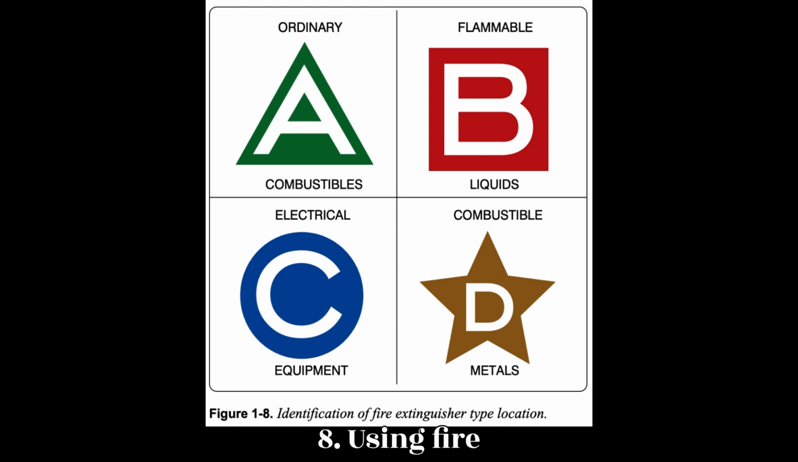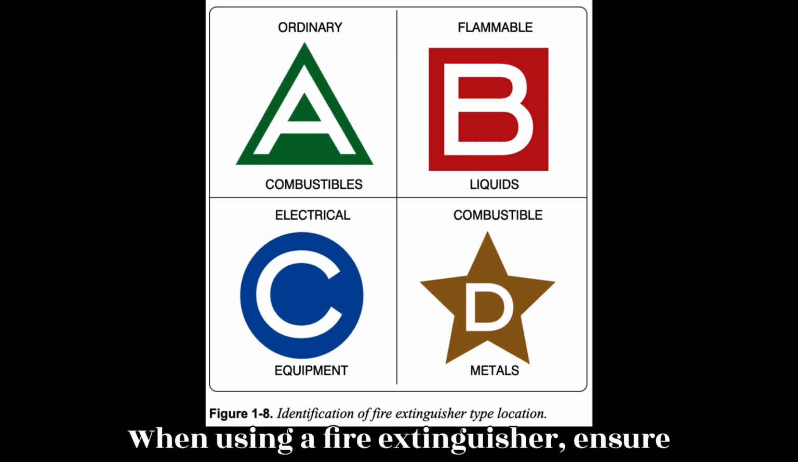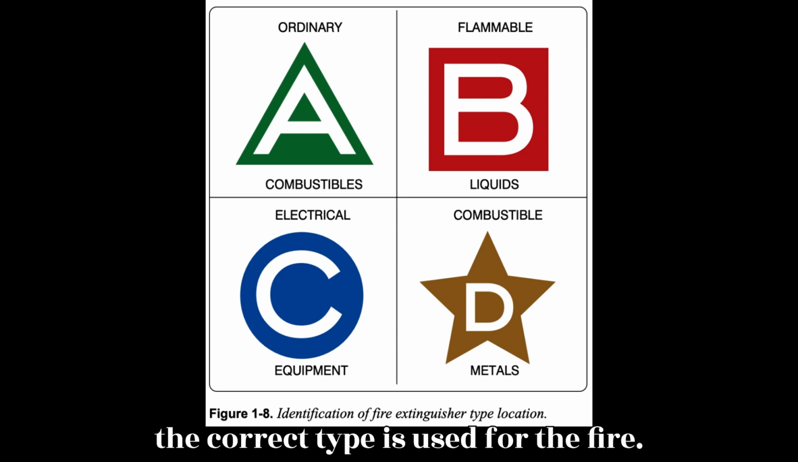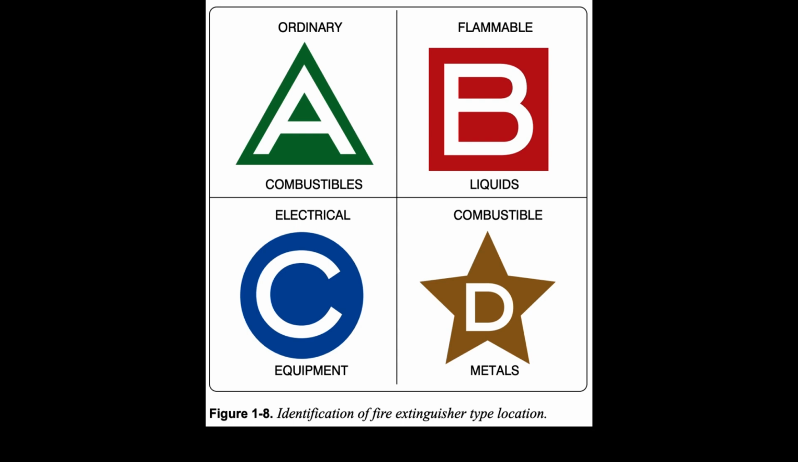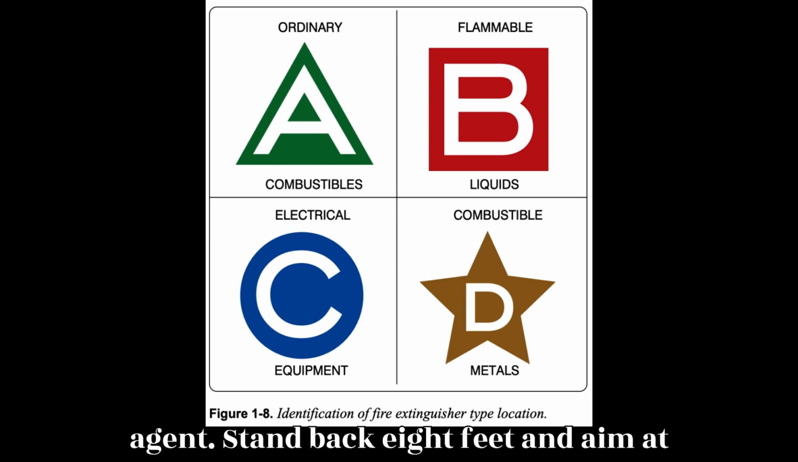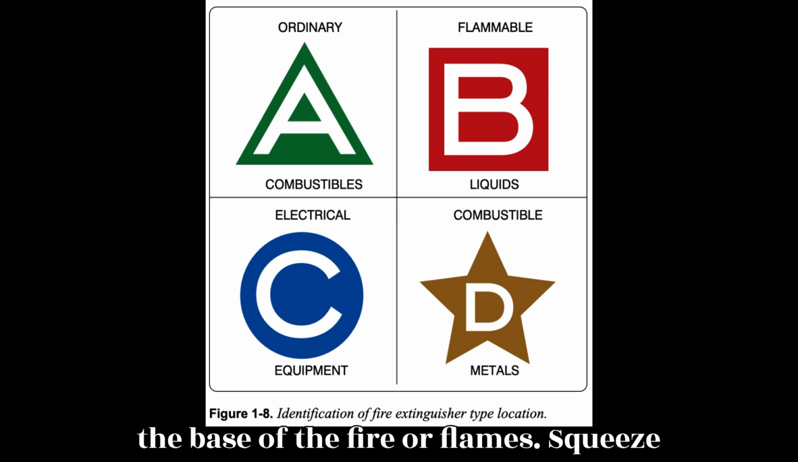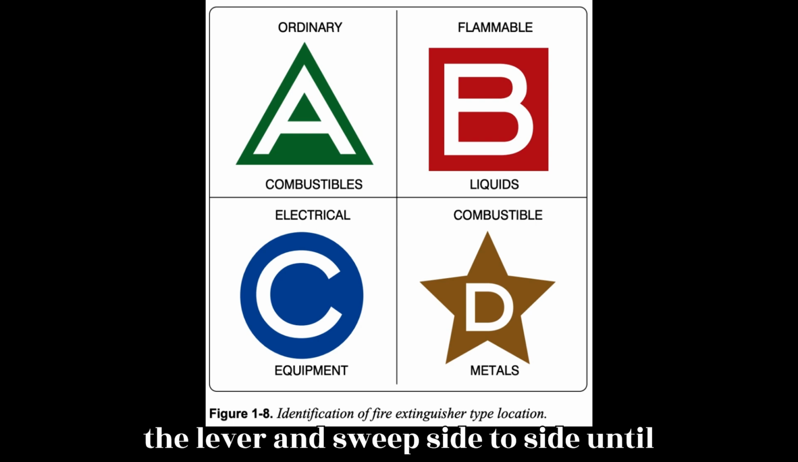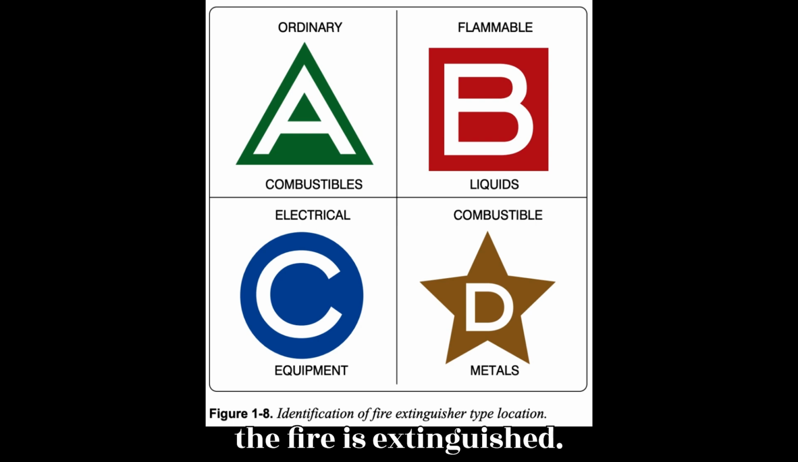Figure 1.8. Using fire extinguishers. When using a fire extinguisher, ensure the correct type is used for the fire. Most extinguishers have a pin to pull that allows the handle to activate the agent. Stand back 8 feet and aim at the base of the fire or flames. Squeeze the lever and sweep side to side until the fire is extinguished.